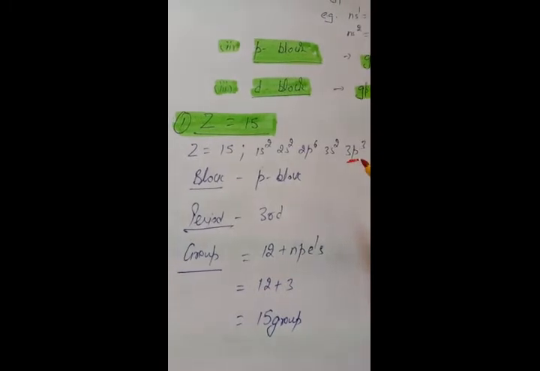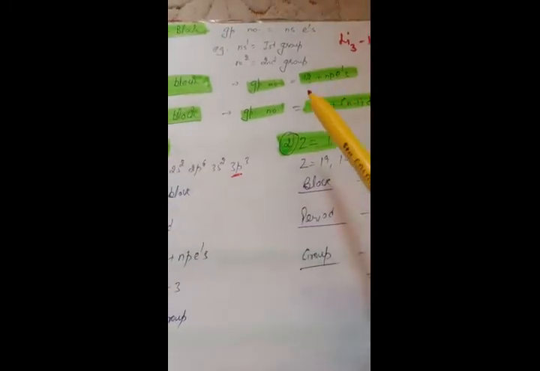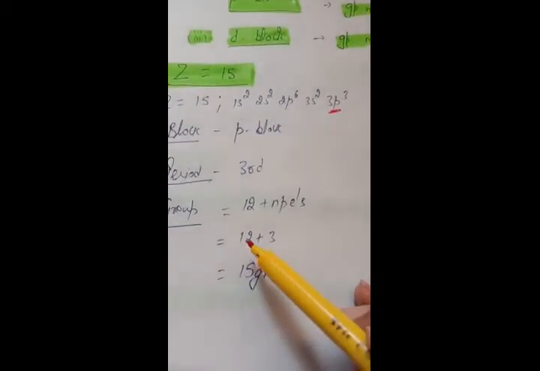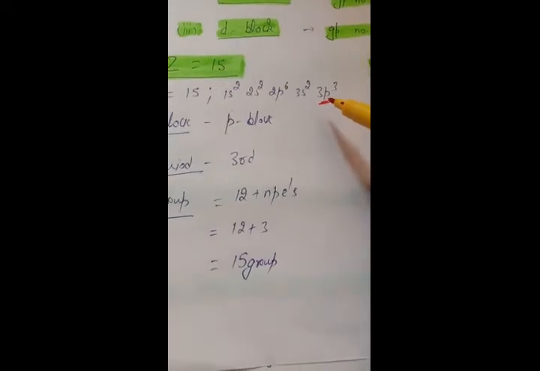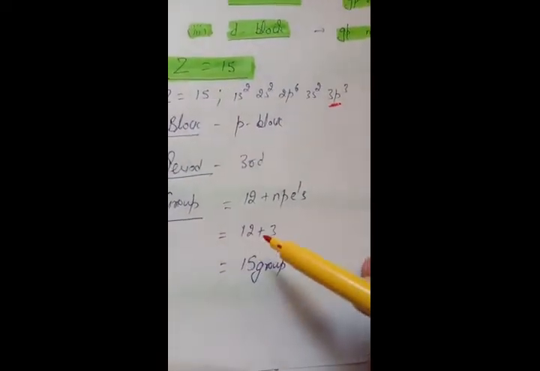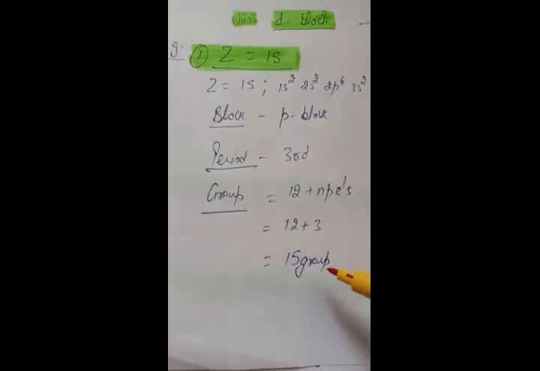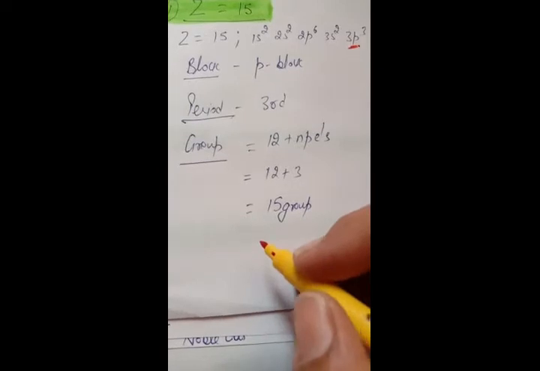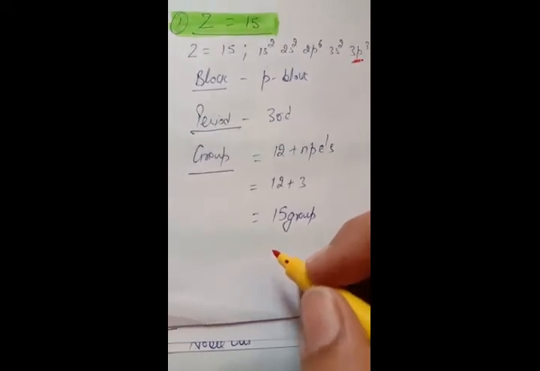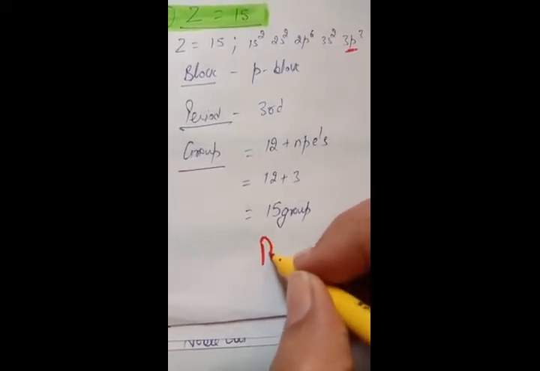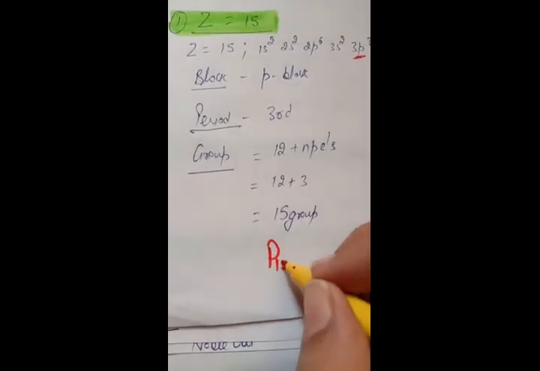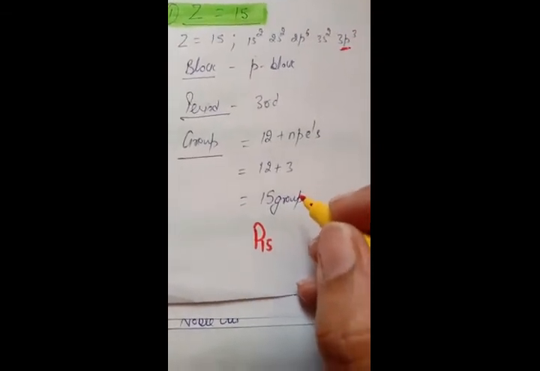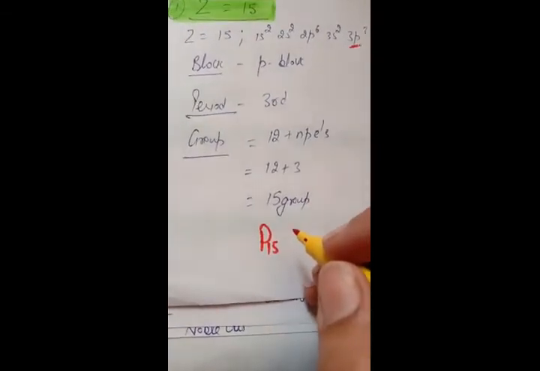Now it's a p block element, so we'll follow this formula: 12 plus the number of p electrons. I have written here 12 plus how many electrons are present in the p subshell? 3. So 12 plus 3, it is a 15th group element. If you remember, which element has atomic number 15? That is phosphorus. Its atomic number is 15 and it belongs to group 15. First nitrogen, then comes phosphorus. It belongs to the nitrogen family.